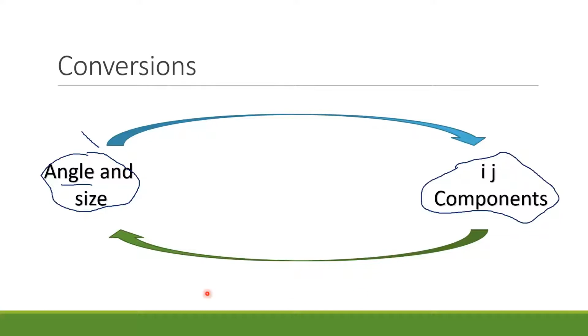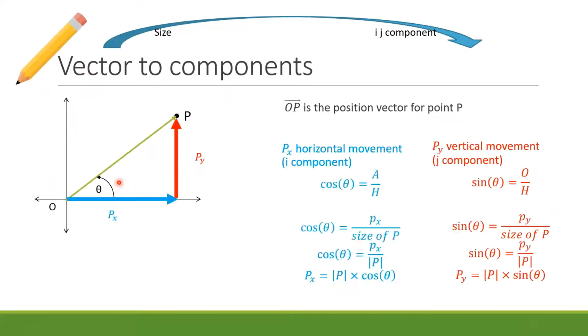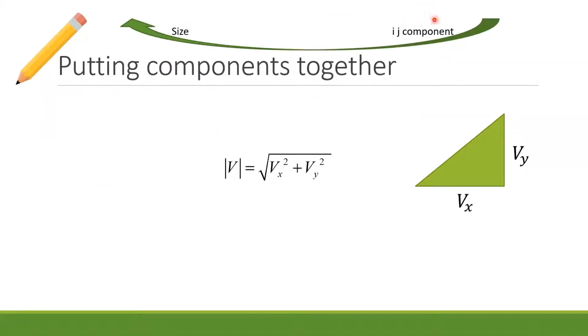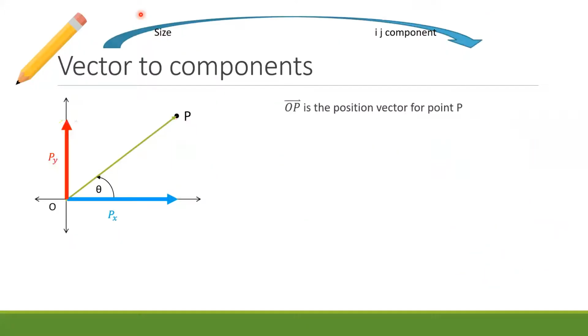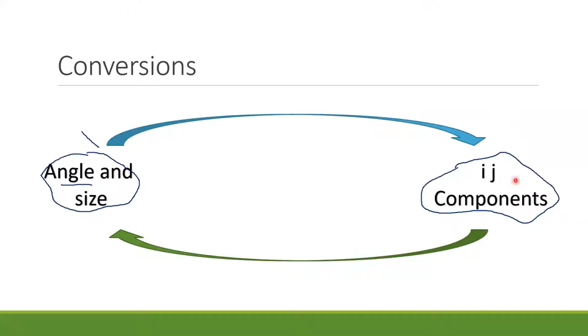The second part, this green line, doesn't come until about halfway through the lesson. It's how do we go from ij components back to a size? That's going to be halfway through the lesson. How do we go from here back to an angle and a size? By the end of it, we should be able to go both ways around.